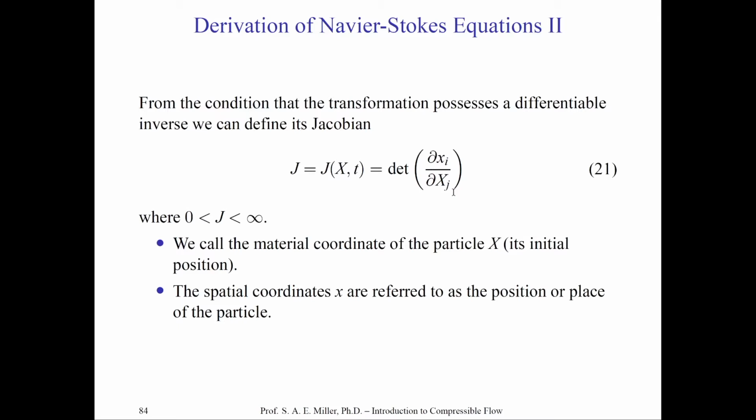Now, we can define the material coordinate of the particle as capital X, its initial position. So we call the material coordinate of particle X its initial position. The spatial coordinates x will be referred to as the position or place of the particle at, say, time t. So the material coordinate, capital X, will be its initial position, which might be viewed as x.